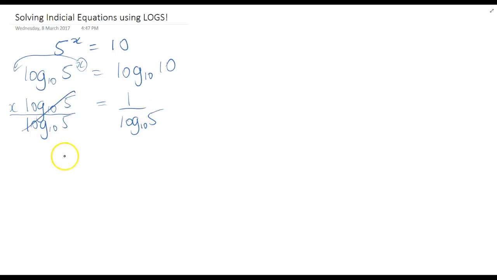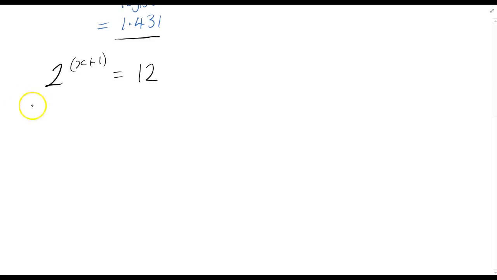Okay, they're going to cancel out, and my x value is going to be the answer of this, which I will now plug in onto my calculator and get a final answer. So however many decimal places that you need to give. In the worked example, they ask for 3. So our answer is 1.431.